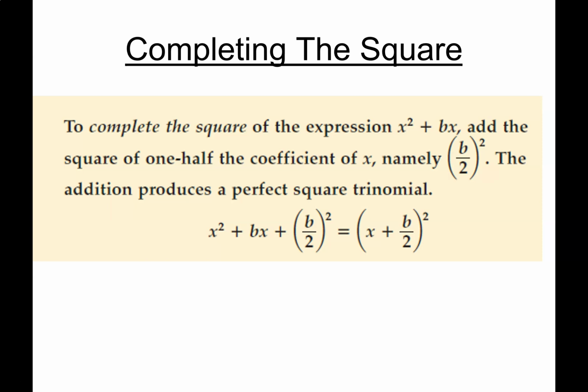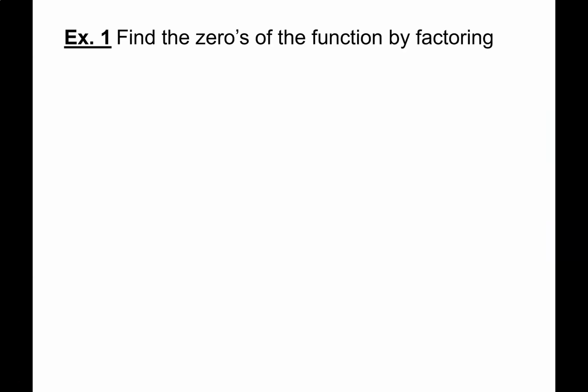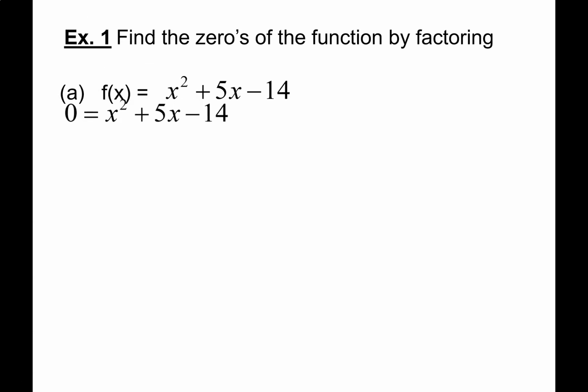Completing the square, I'll let you read through this. You can write it down as you will, but we're going to go over this in a little more detail. This is a very key step in solving by completing the square: taking half of b and squaring it. So let's go. Starting off, find the zeros by factoring. Again, to find zeros, we must first take f of x and make it 0. Fair enough.